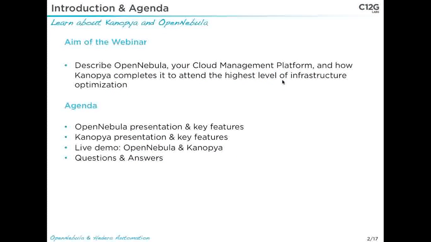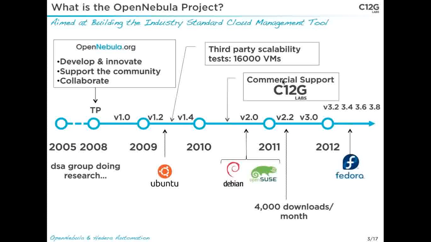We are going to start with a brief presentation of OpenNebula and its key features, followed by a presentation of Kanopya and then a live demo that will show how Kanopya and OpenNebula complement together. And then we'll have a brief session of 10-15 minutes of questions and answers. So the aim of the webinar is to describe OpenNebula, your cloud management platform, and how it can be complemented by Kanopya to attain the highest level of infrastructure optimization.